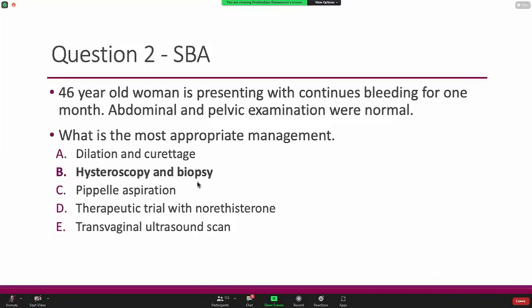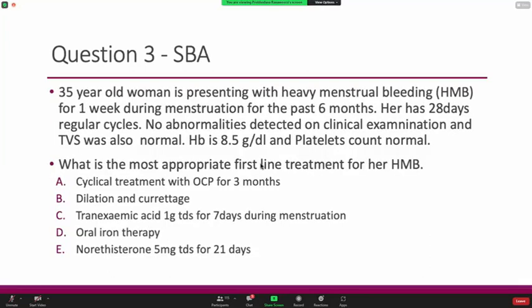So if you have to choose, then this is it. But let's say hysteroscopy is not there, I would go for pipelle aspiration. If aspiration is not there, dilatation and curettage. Likewise, we go depending on availability. This is a trick in SBAs, right? You read properly: most appropriate test. The other one was the next step. Now try this question. A 35-year-old woman is presenting with heavy menstrual bleeding.